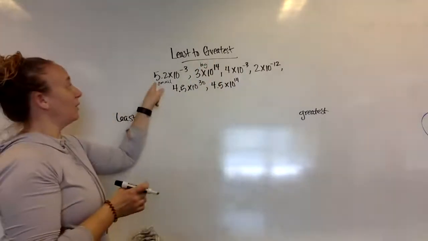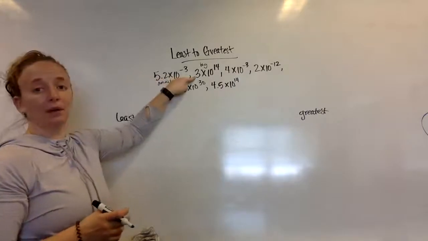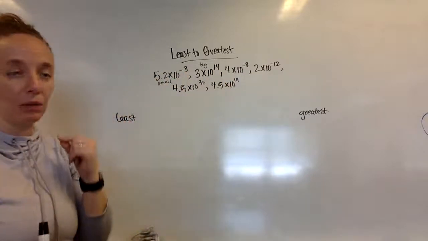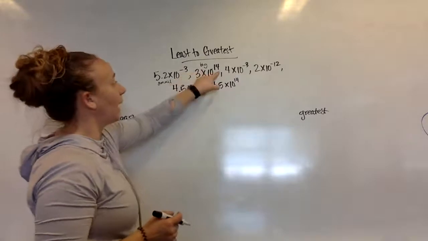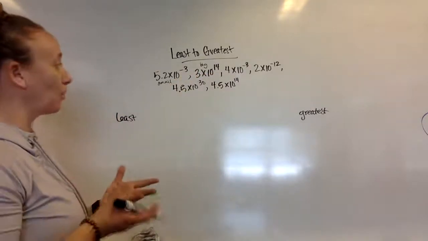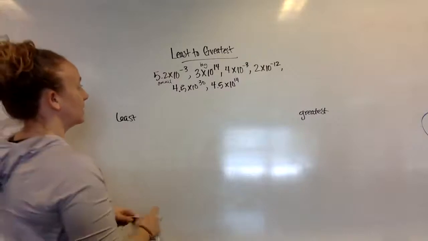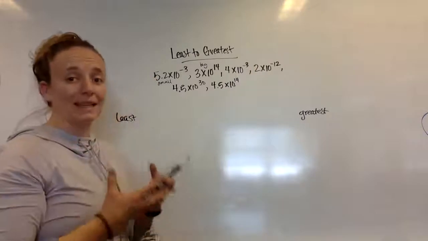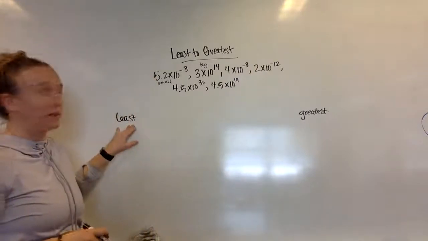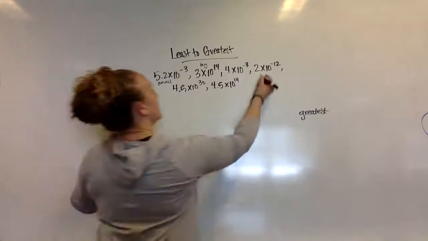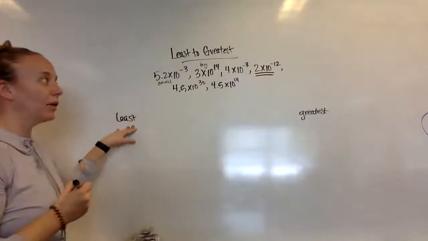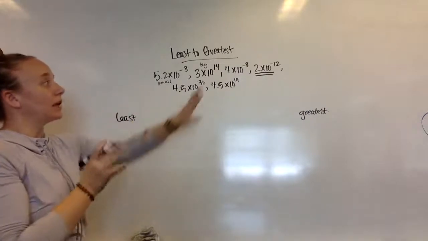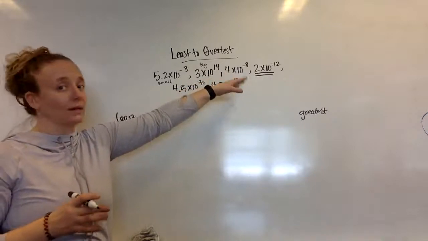Because of that, I don't care that 5.2 is a bigger number than 3. What I care about is the magnitude of the powers of ten. That magnitude of power is going to play a bigger role in all of this. So I'm going to look at the order of magnitude of every single one of these tens and find which one has the greatest negative value. That's the one that's going to be my least value. So 2 times 10 to the negative 12th is my greatest negative magnitude, which means that is a super tiny number.